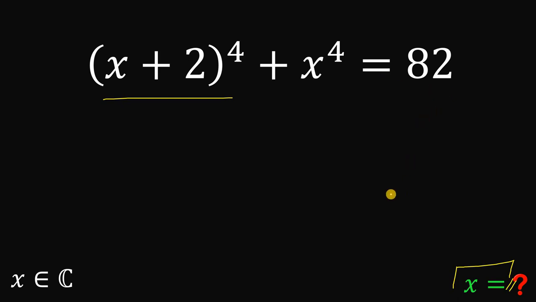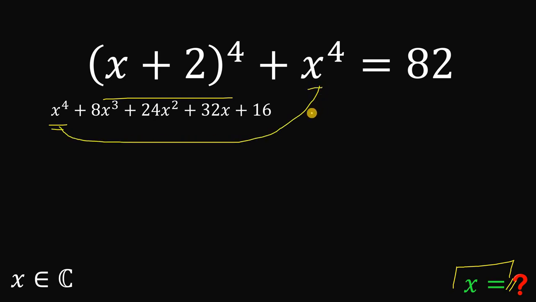Now, to answer this question, one thing we notice is, what if we expand (x + 2) raised to the 4th power? If we do that, we get x^4 + 8x^3 + 24x^2 + 32x + 16. Yikes! Then after that, we need to add x^4 to this. Oh my gosh. So this method will work, of course, but I don't want to try this.